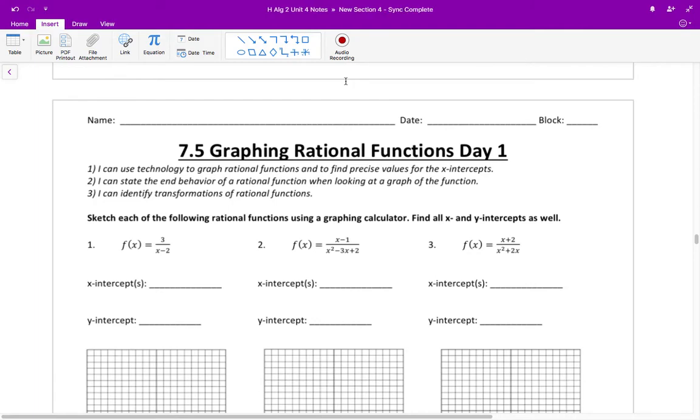Today, what we're going to be learning about, we are going to start our section on graphing rational functions. So, this is 7.5, Graphing Rational Functions, day number 1.